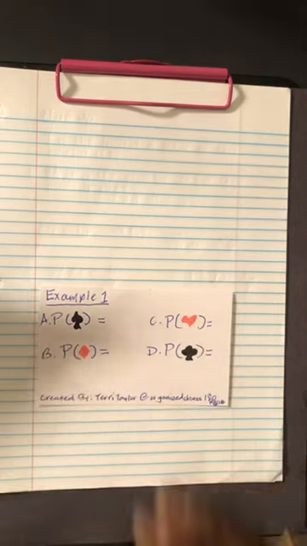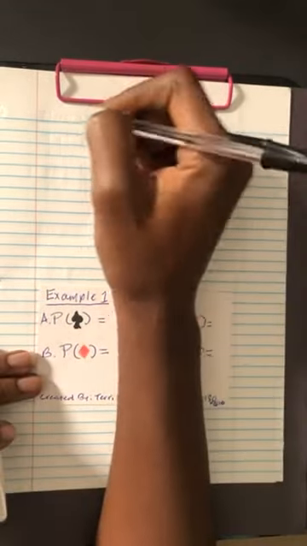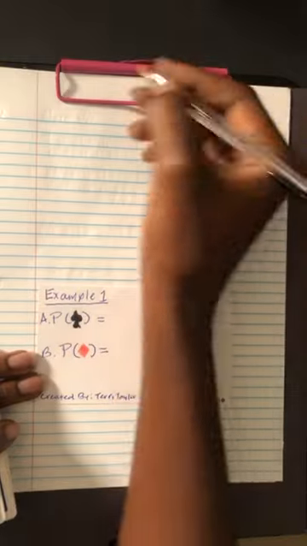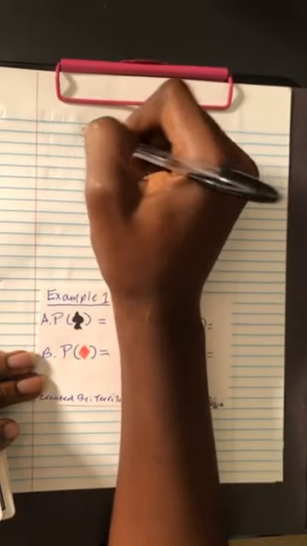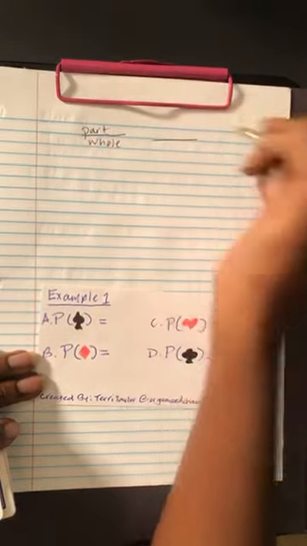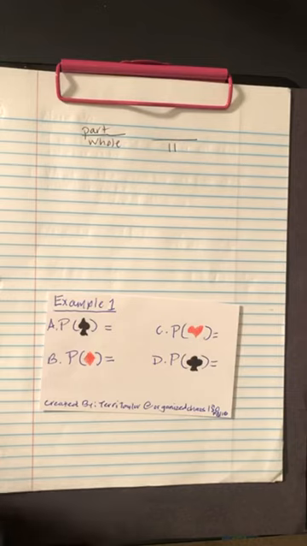But how many cards do I have? I don't know what my denominator is. So I know that I have probability of some events. I know I need to do part over whole, but what I need to know is what is all of the events. So the first thing I need to do is count my cards. That's what that means. So 1, 2, 3, 4, 5, 6, 7, 8, 9, 10, 11. Cool. So I have a denominator of 11, and we know that moving forward.